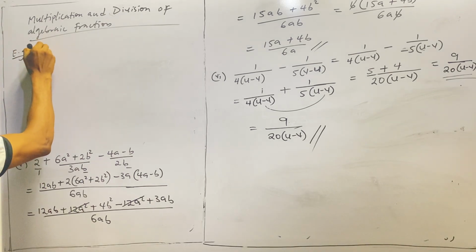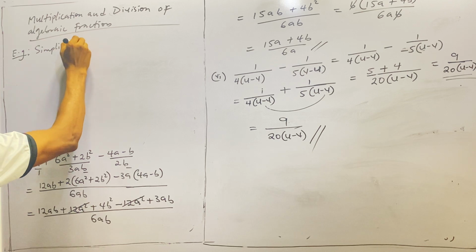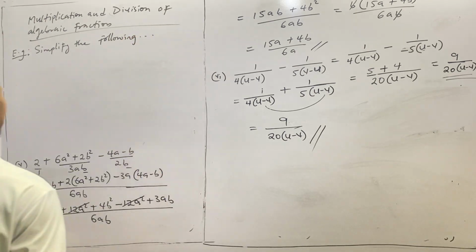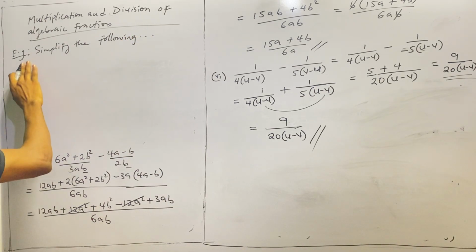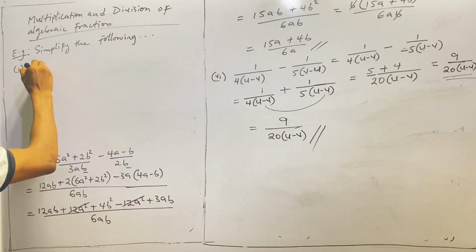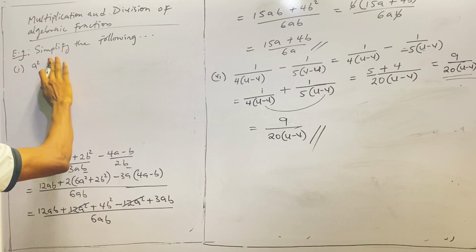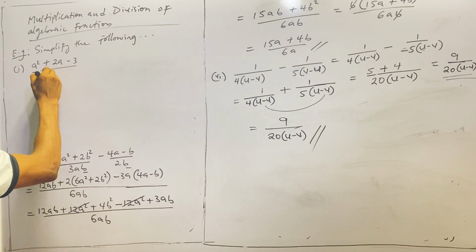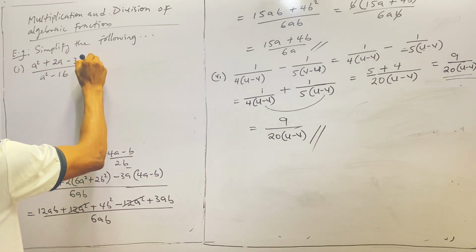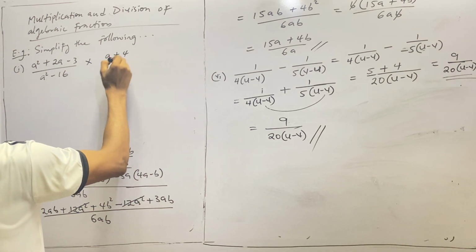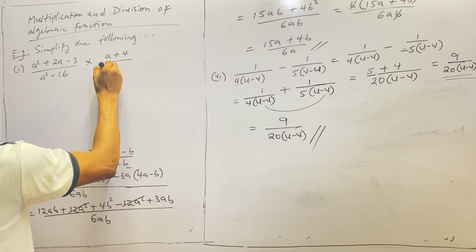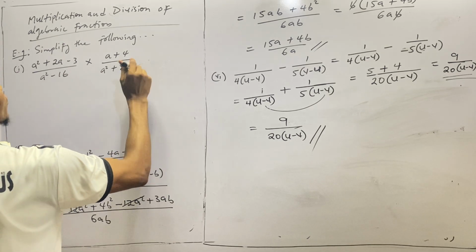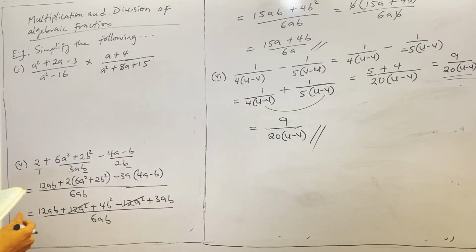Example, simplify the following. So our I, a squared plus 2a minus 3 over a squared minus 16 times a plus 4 all over a squared plus 8a plus 15. All right?